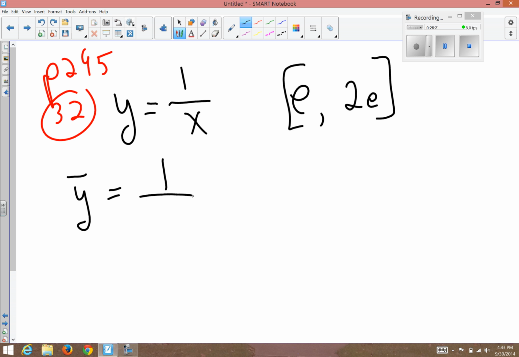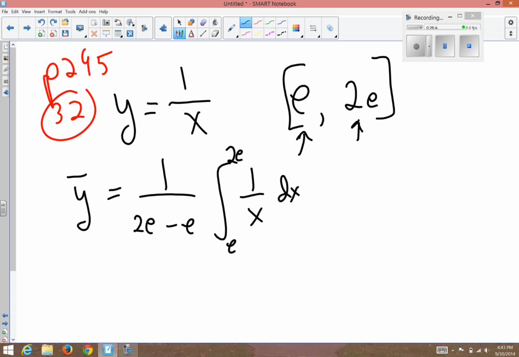It's 1 over b minus a, that would be this number, 2e, minus this number, times the integral of the function dx from e to 2e. And we're just using this formula: 1 over b minus a times the integral of the function from a to b. 2e minus e is e.